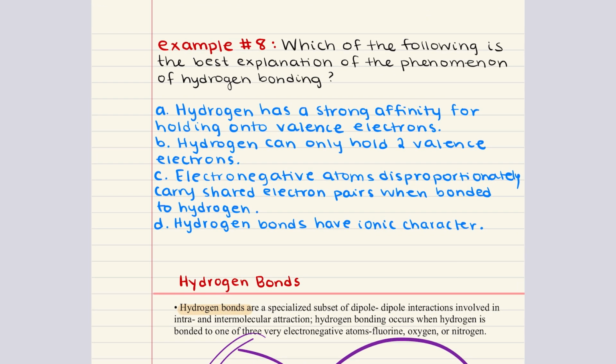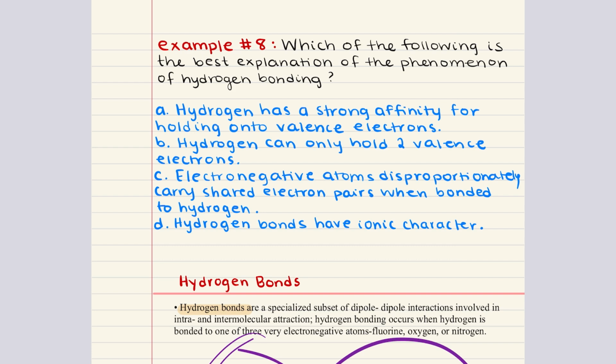One by one. A says hydrogen has a strong affinity for holding onto valence electrons. This statement is incorrect because hydrogen bonding is not about hydrogen holding onto valence electrons strongly. Instead, it's about the hydrogen atom, when bonded to an electronegative atom, being partially positive and then being attracted to lone pairs on another electronegative atom. So A does not answer this problem properly.